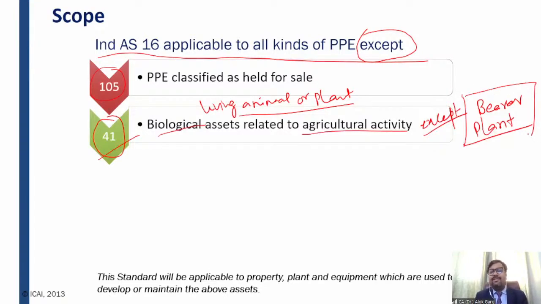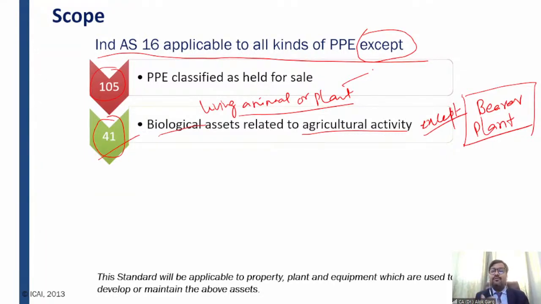And what is meant by, sir, biological asset related to agricultural activity? What is meant by biological asset? Living animal or plant. For plants, we have discussed that if the agricultural produce, if the fruits, are produced by that plant or that tree for more than 1 year, it is known as a bearer plant, and a bearer plant comes under the purview of Ind AS 16. Sir, what about animals? If the animals are related to agricultural activity, for example, like cows.